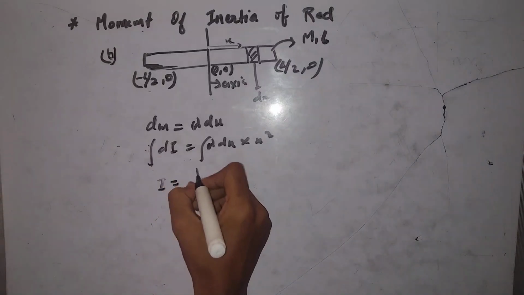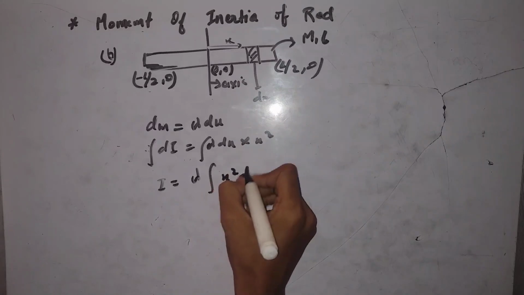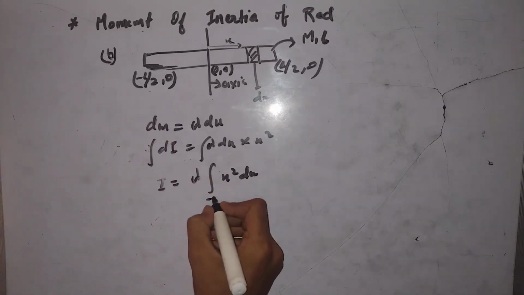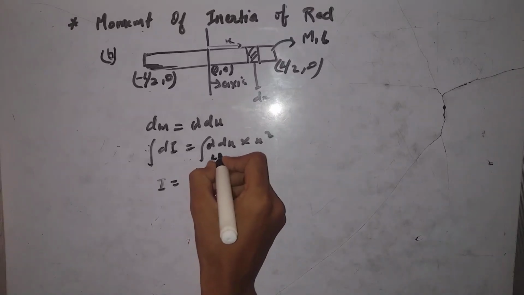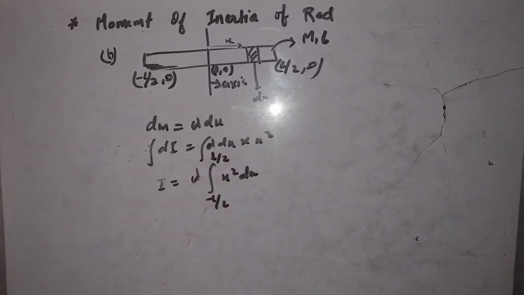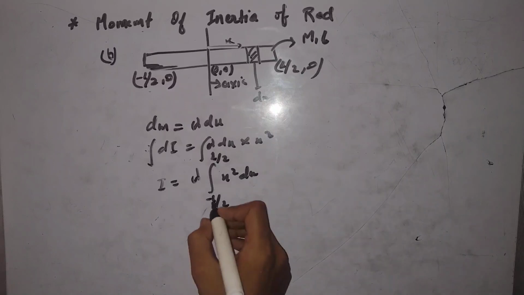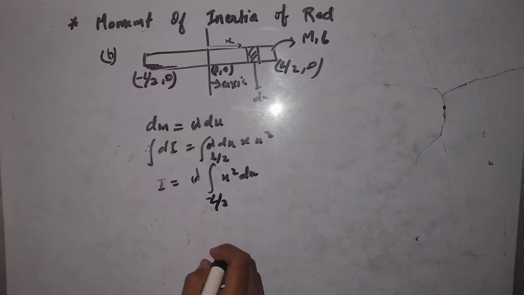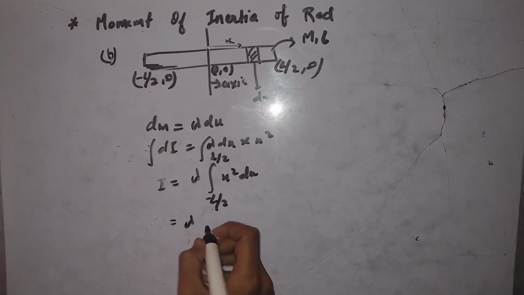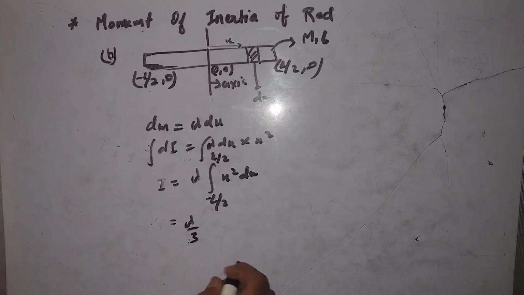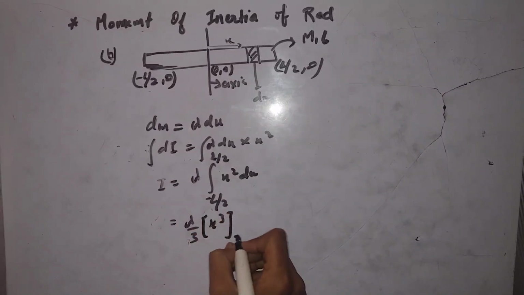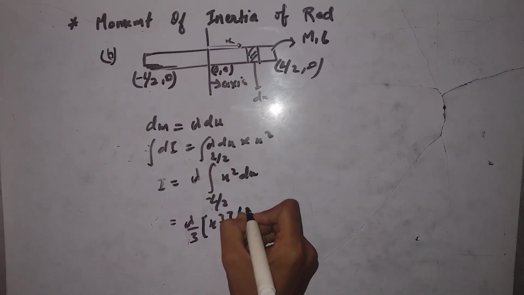So this will give us I. We'll take lambda out, and integrate x square dx, where the limit is now from minus L by 2 to L by 2. Let me write it more clearly. So this would be lambda, and this would be x cube by 3. I am taking 1 by 3 out, and taking x cube, and we'll put the limit from minus L by 2 to L by 2.